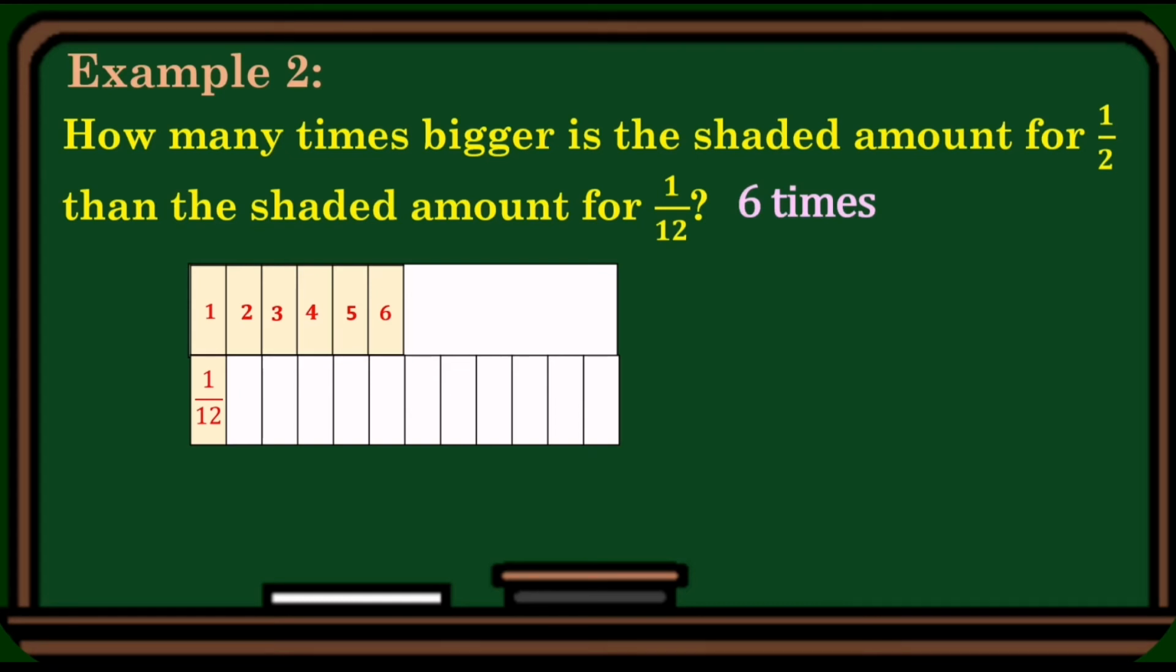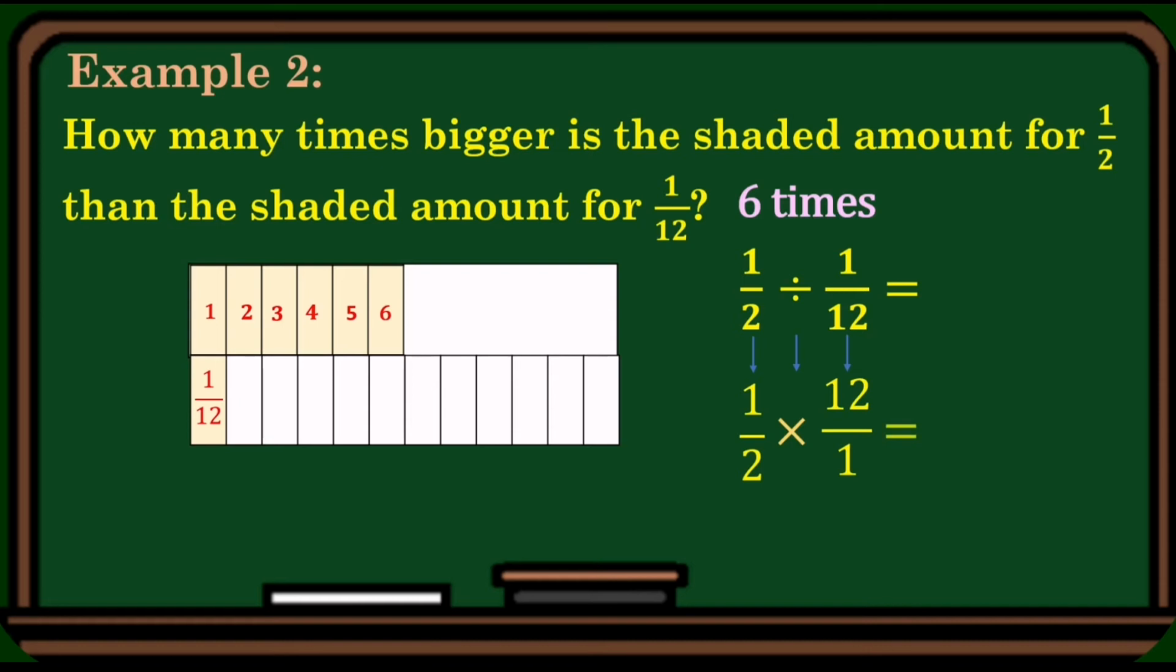Let's apply solving the problem using the reciprocal and let's see if we can get the same answer. The equation is 1/2 divided by 1/12. So we're going to divide a fraction by another fraction. So this time we're going to copy the dividend, 1/2, and then change the sign from division to multiplication. And then take the reciprocal of 1/12, which is 12 over 1.